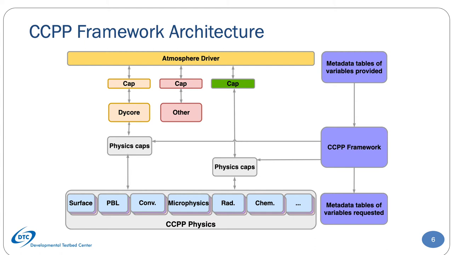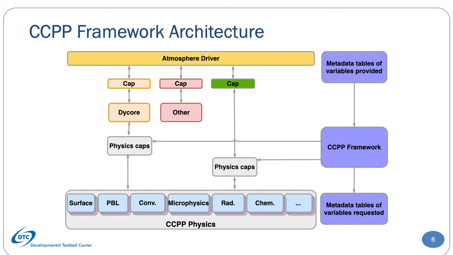The second element of the CCPP is the framework, which is the infrastructure that connects the CCPP physics to a host model, which can be a single column model or a three-dimensional model. The connection is made through tables of metadata that describe the variables provided by the host model and the variables requested by each physics scheme. Given this metadata, the CCPP framework auto-generates the physics caps before the model is built.